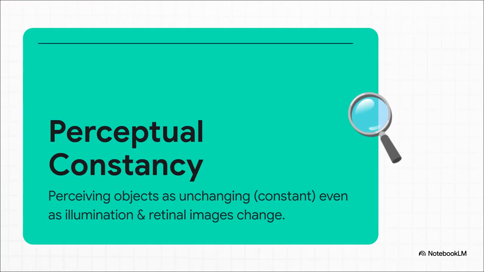And the way it does this is with a kind of superpower called perceptual constancy. This is our amazing ability to see objects as stable and unchanging, which is absolutely crucial for not bumping into things, even when the raw information hitting our eyes is changing like crazy from one moment to the next.